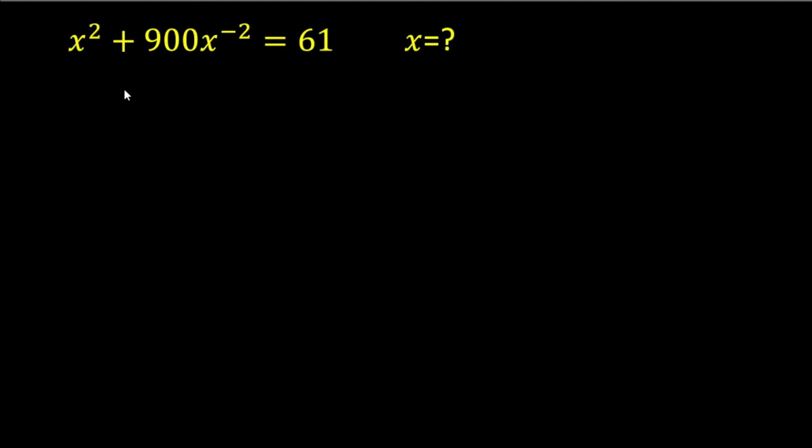Hey friends, welcome back. Today in this video we will solve this algebraic problem: x square plus 900 x raised to the power negative 2 is equal to 61. Then we'll have to find the value of x.